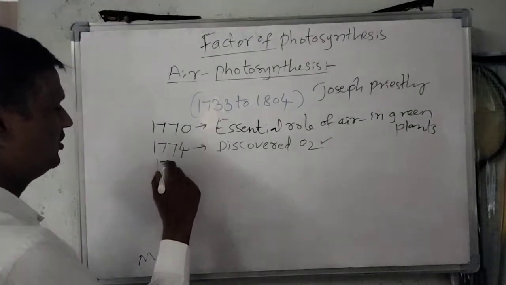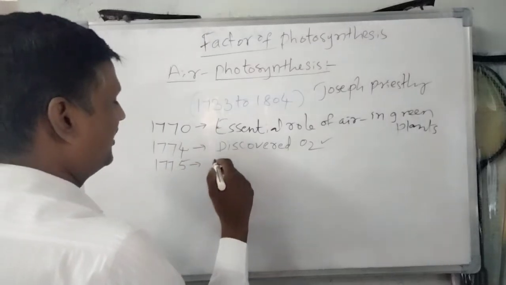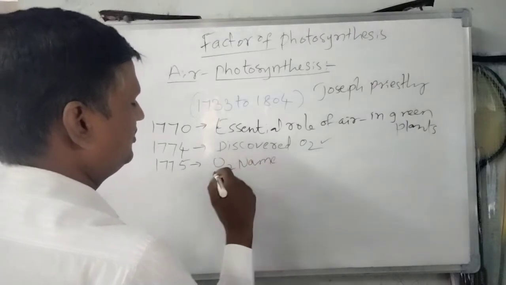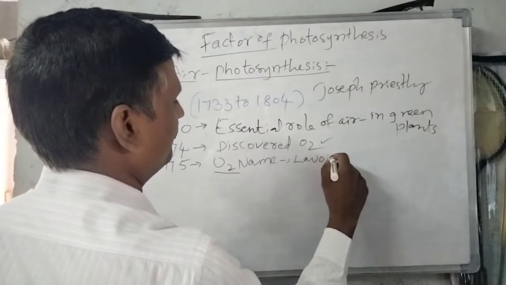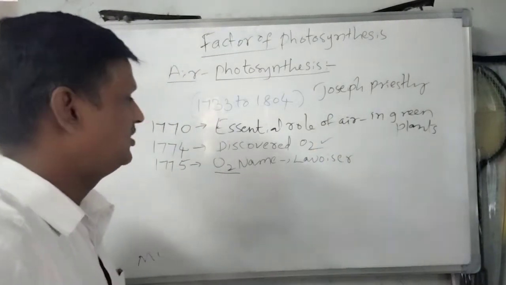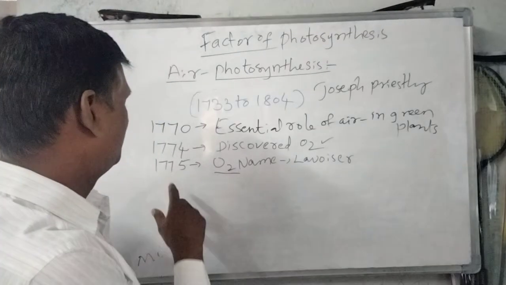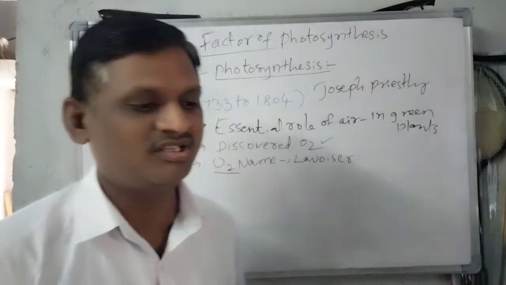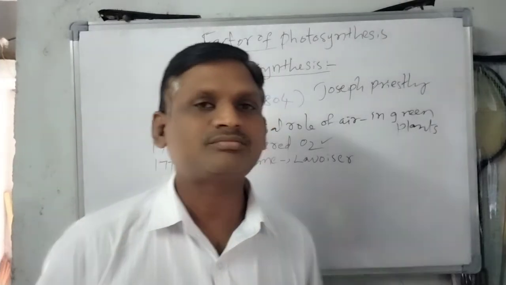And one more important thing, in 1775 the name oxygen was given by Lavoisier. Oxygen was discovered by Joseph Priestley in 1774, but the name of oxygen was given by Lavoisier in 1775. So these years are very important to remember.